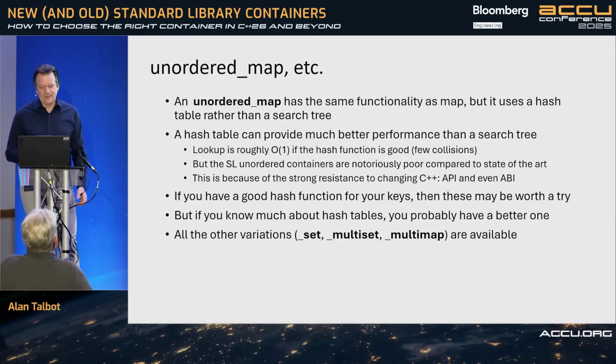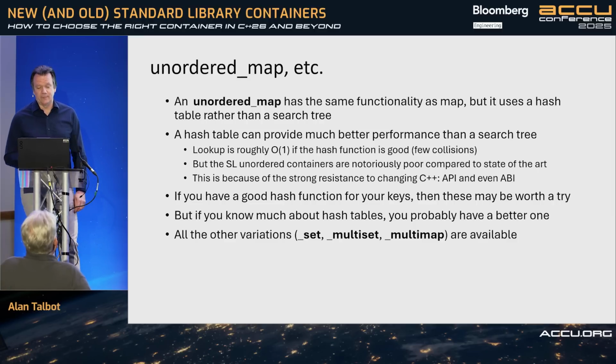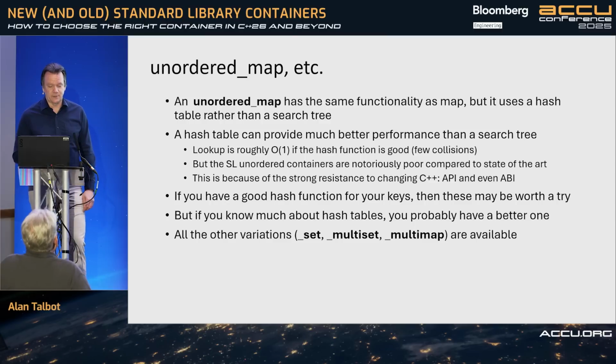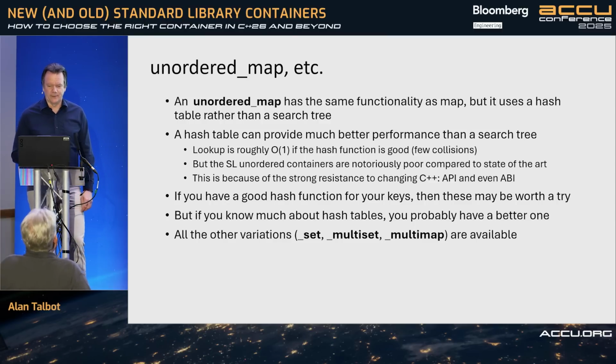Quickly, unordered map. I think we've really covered this. A hash table really can provide much better performance than a search tree, because lookup is going to be roughly order 1, assuming your hash function is good and you don't have too many collisions. However, this is a key point. The standard library hash containers are notoriously poor.